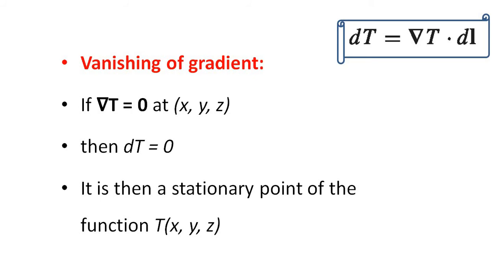If grad t vanishes at x, y, z, then by this equation dt will be 0. If dt is equal to 0, change in t will be 0. That means the point x, y, z is a stationary point of the function t.